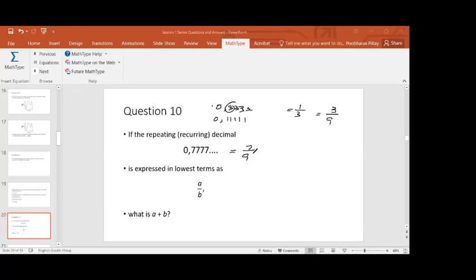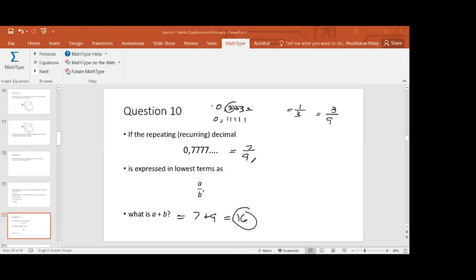And this is already in lowest terms because you can't simplify this any further. So A will have to be 7 and B will have to be 9. So A plus B is 7 plus 9. So the answer to this question is 16.